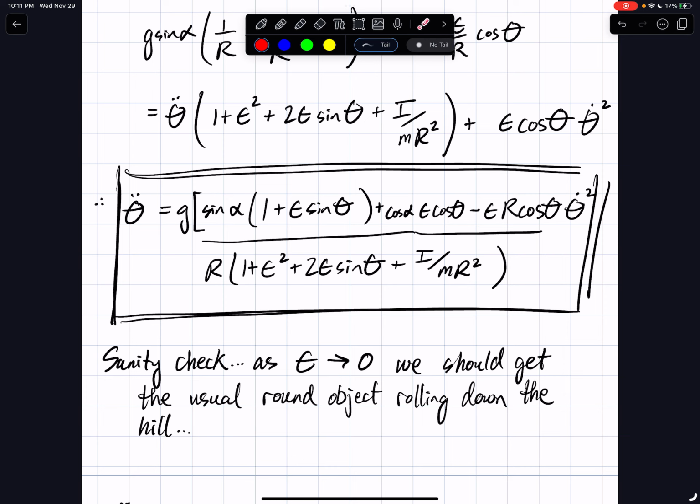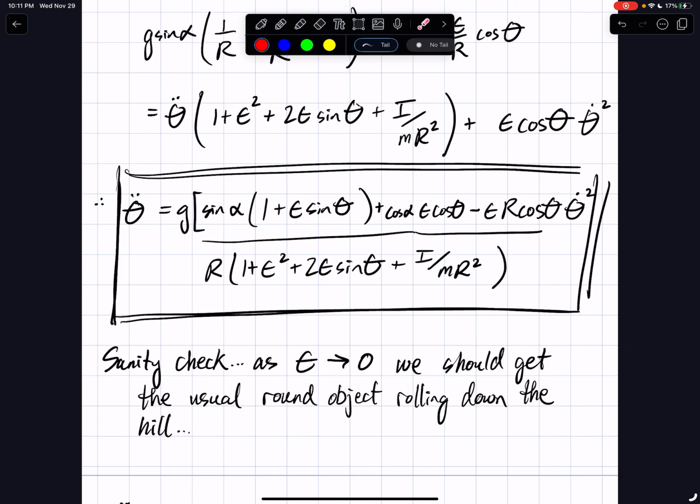It also seems to make sense that if epsilon gets bigger, some of these terms get bigger. So the effective mass gets bigger down here in the denominator. The acceleration is like a force divided by a mass, and the mass gets bigger if there's more eccentricity, because the center of mass is rotating about the center and not sliding nicely along.